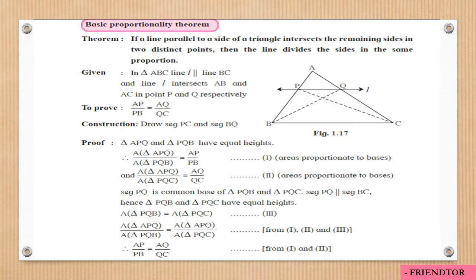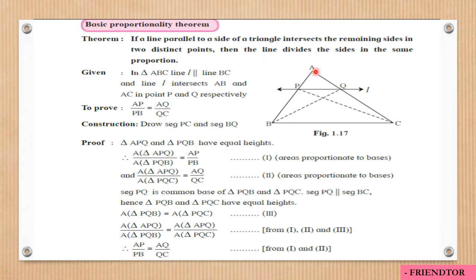Okay, Basic Proportionality Theorem. So let's first read the statement. So here is the statement. If a line parallel to a side of a triangle intersects the remaining sides in 2 distinct points, then the line divides the sides in the same proportion.